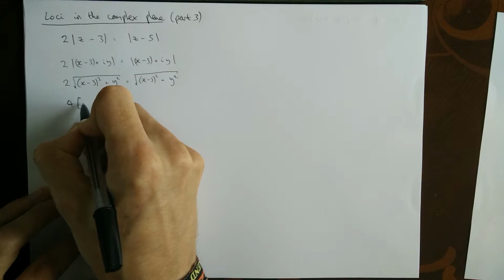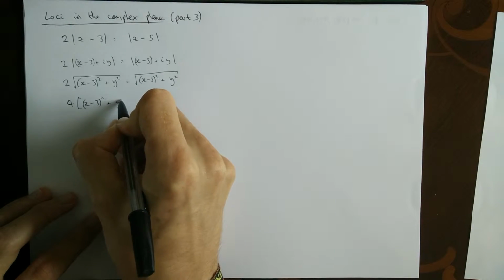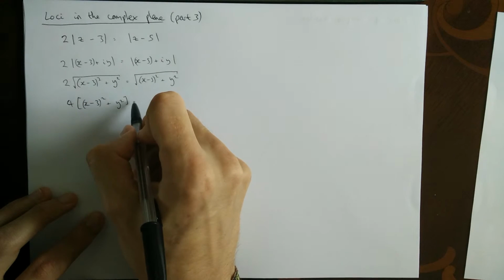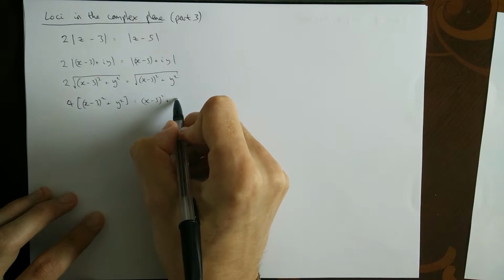And the most common mistake in doing this is to not square the 2. Most people will just go from here, square this, but then leave the 2 unsquared. So that's something to be careful about. Hopefully you can see what I mean.